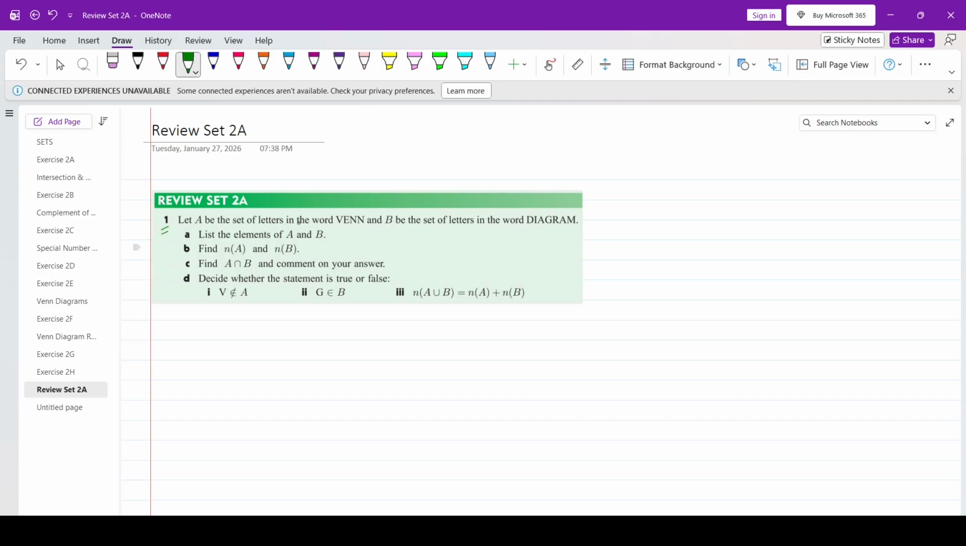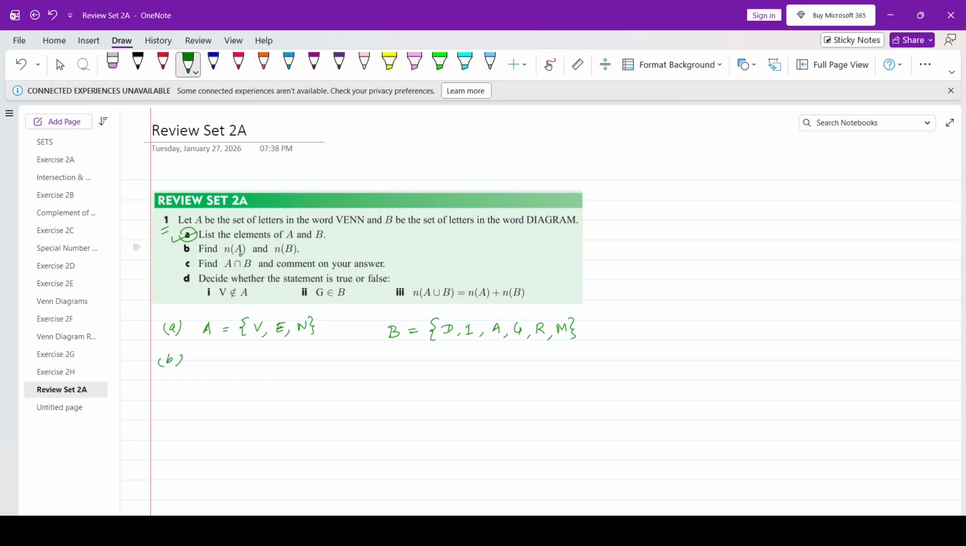Let A be the set of letters in the word Venn and B be the set of letters in the word diagram. List the elements of A and B. Set A is going to be V, E, N, and set B is going to be D, I, A, G, R, and M. When we have duplicacy, we write that element only once. So we have done this.